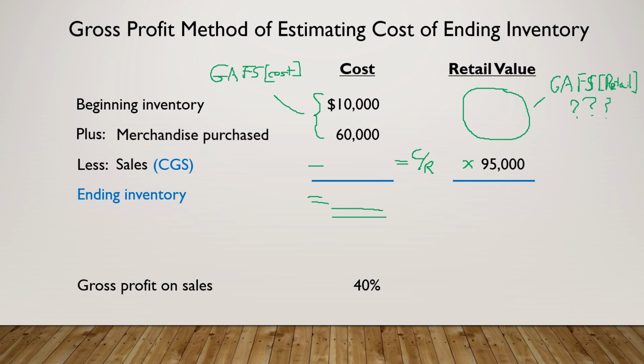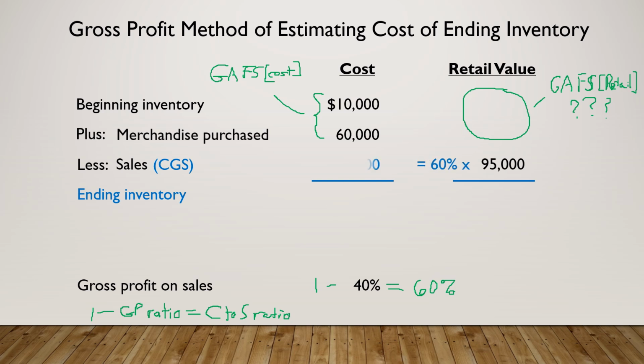However, we do have the gross profit ratio, which we can convert to the cost to sales ratio by subtracting it from 1. In this case, we have 60 cents of cost for every dollar of retail value. Multiply that percentage by $95,000, and our cost of goods sold is $57,000, making ending inventory $13,000.